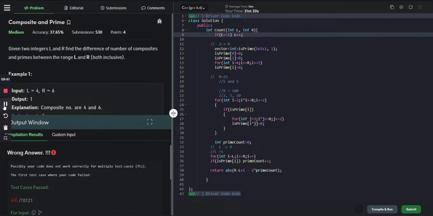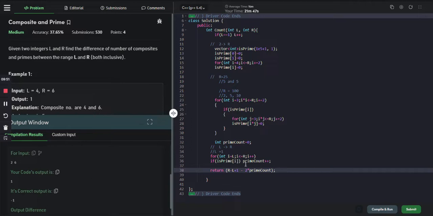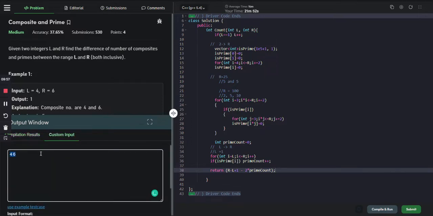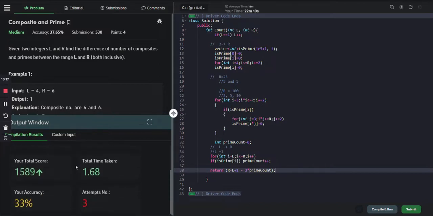Okay, so it's wrong again. Actually, we should not be taking this absolute value, it should be only this value. So if I copy this input and try this out, compile and run it again, then I believe we should be getting the expected output. So let's submit this once again and see if this is working. And we solved the problem successfully.